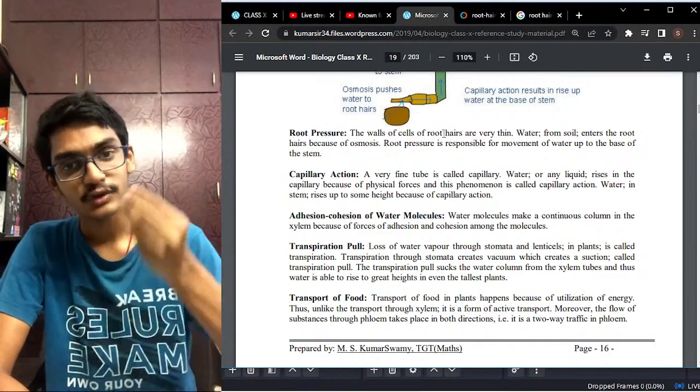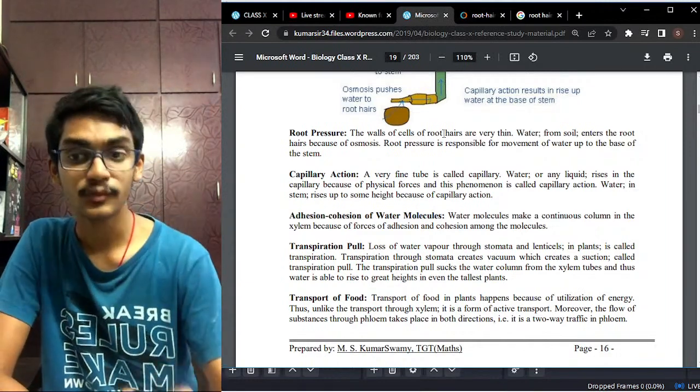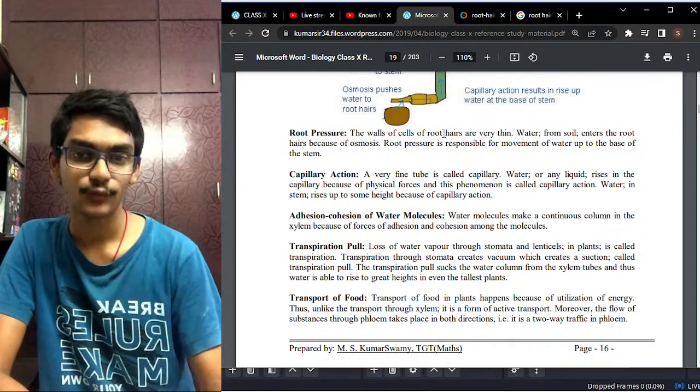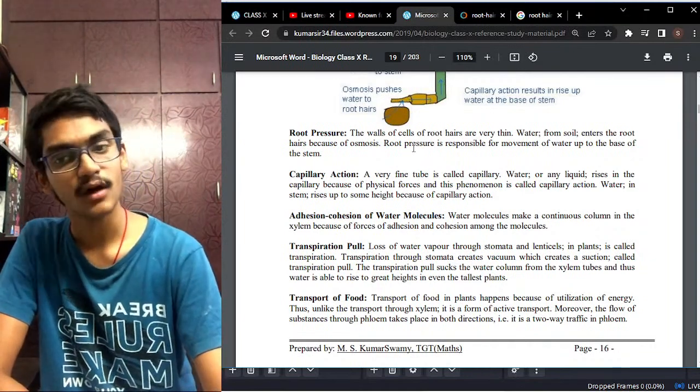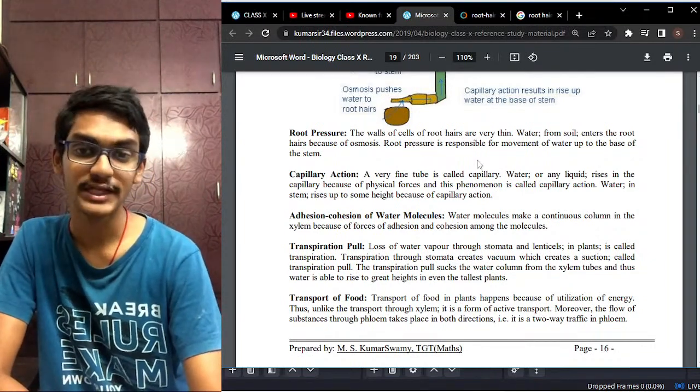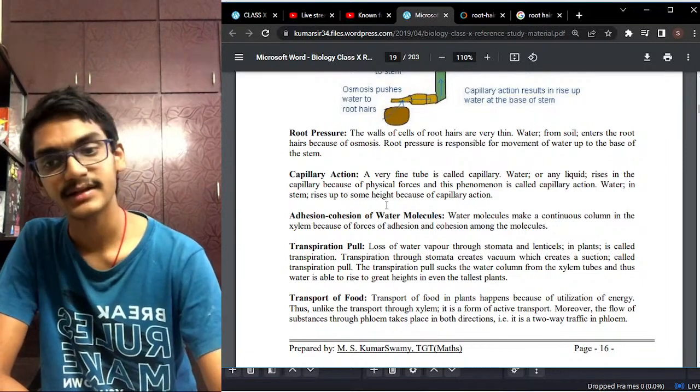So from the root hairs till the base of the plant, with the help of the root pressure process, the water is transported. The water enters the root hairs because of the root pressure only. The water will reach the base of the plant.